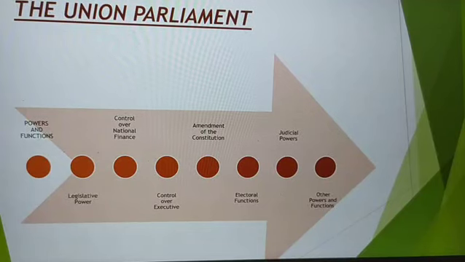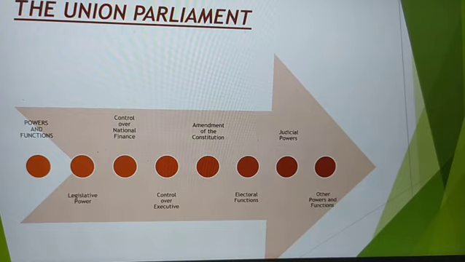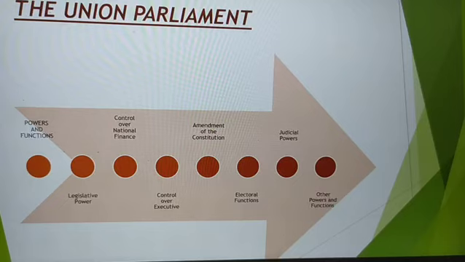Okay. Effect-wise, a censure motion criticizes the government, but resignation doesn't take place, while when a no confidence motion is passed, it leads the government to resign. Okay. So these are the differences between the two, the censure and no confidence motions.